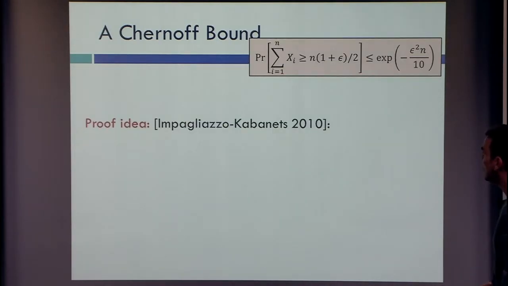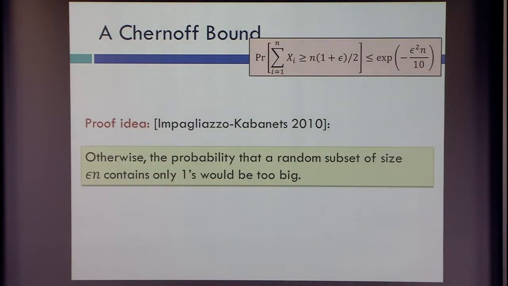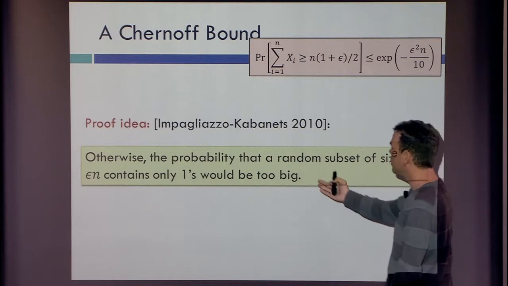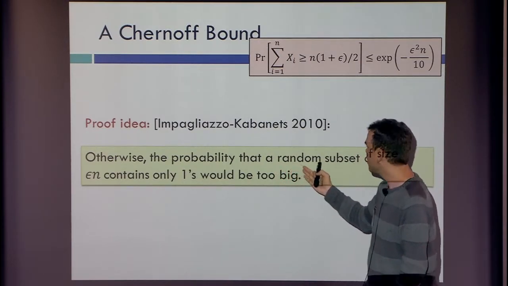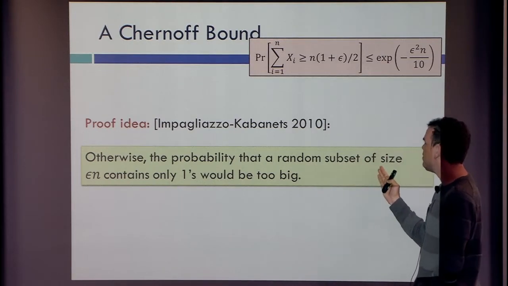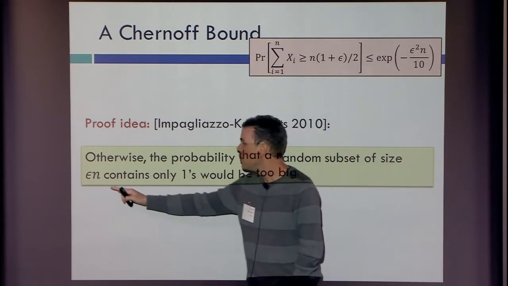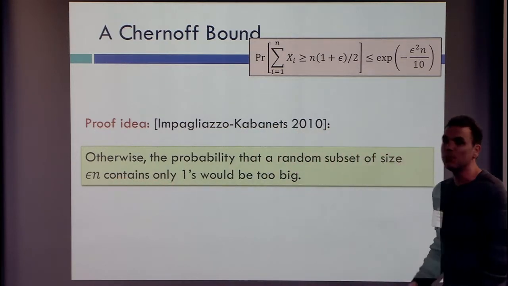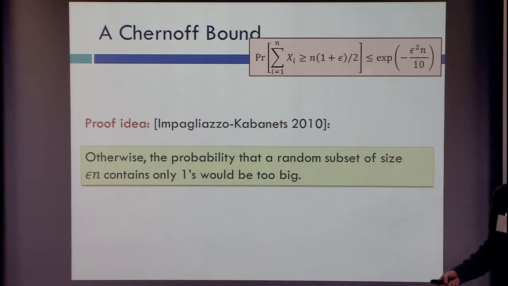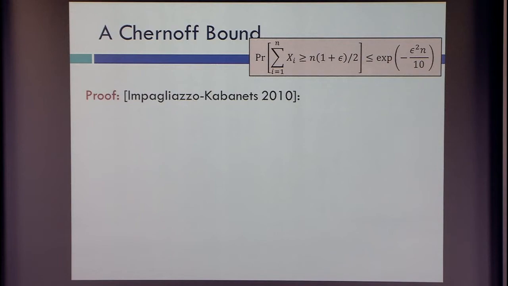So what's the proof idea? The proof idea is extremely simple. It can be summarized in this one sentence: if the Chernoff bound were wrong, then the probability that a random subset of size epsilon n contains only ones would be too big. That's the whole idea. And if you're like me, that doesn't help you much. So let's look at it in detail.